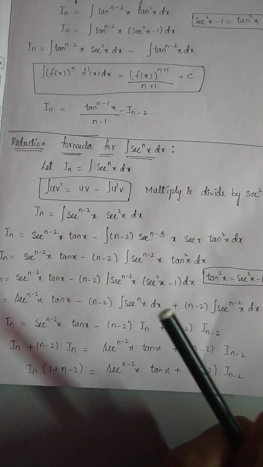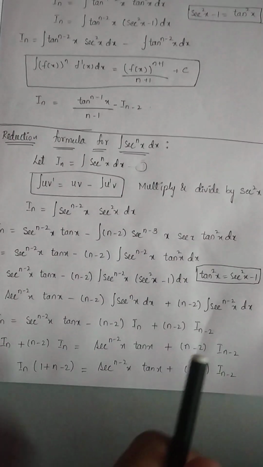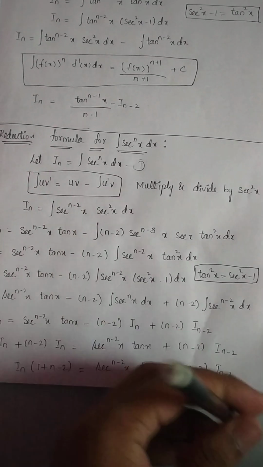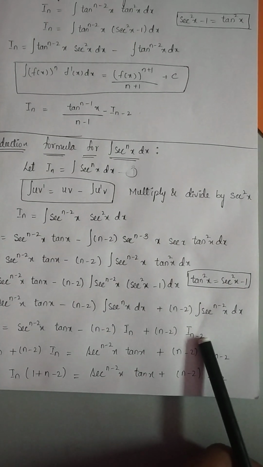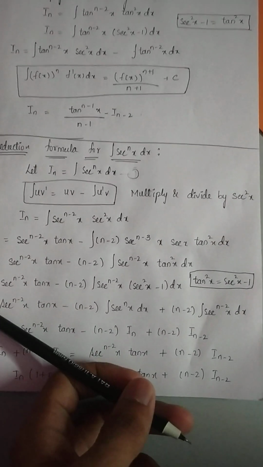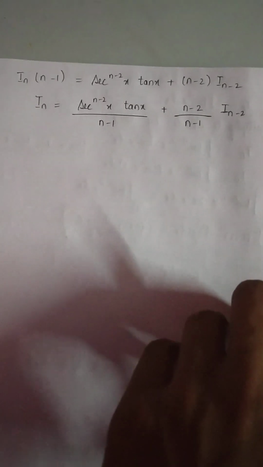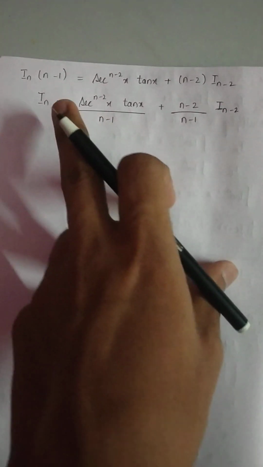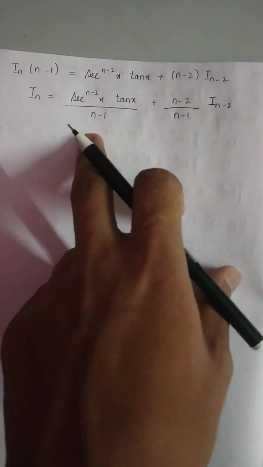Next, what we will do is, we will just use the first equation. By using this equation, we'll write it in a simpler way, that is I_n, and this is I_(n-2). So now in the next one, we will just send this (n-2) I_n there, so that minus becomes plus, and we will take the I_n common here, so we get I_n into (n-1). In the next step, we'll just send it in the denominator, so that we get the reduction formula for integration of sec^n x dx.